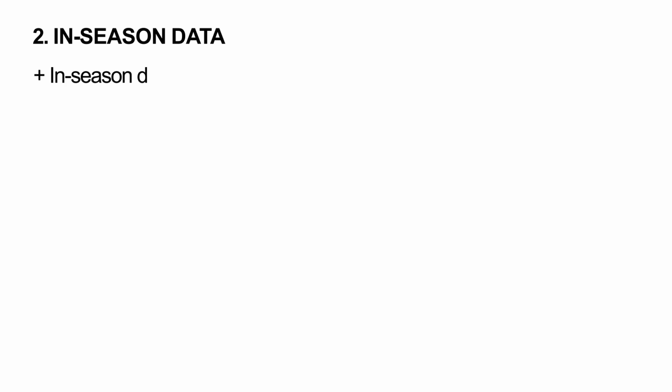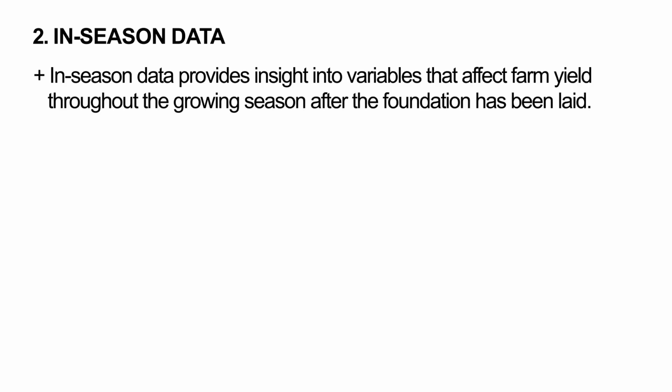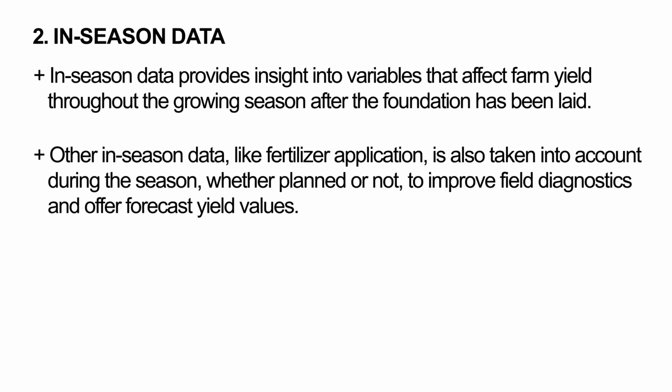In-season data. In-season data provides insight into variables that affect farm yield throughout the growing season after the foundation has been laid. Farmers' Edge on-farm weather stations give field-centric data that enhances these datasets by delivering expected and predicted values that are stored and then reset when data comes in each day, advancing the models. Other in-season data, like fertilizer application, is also taken into account during the season, whether planned or not, to improve field diagnostics and offer forecast yield values.